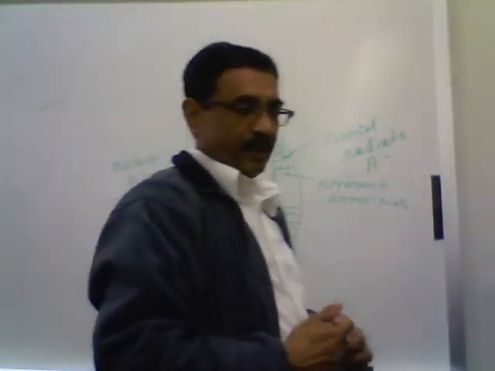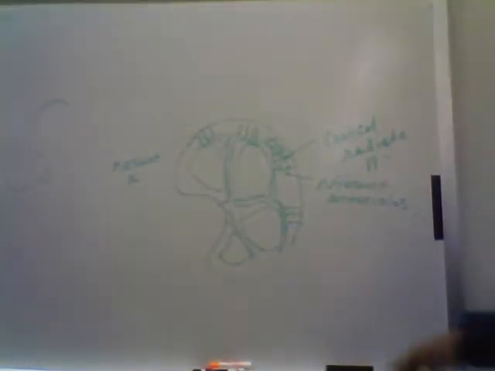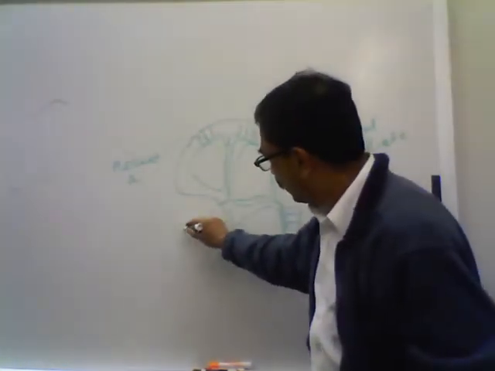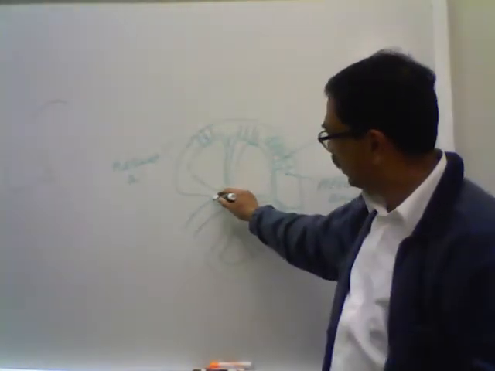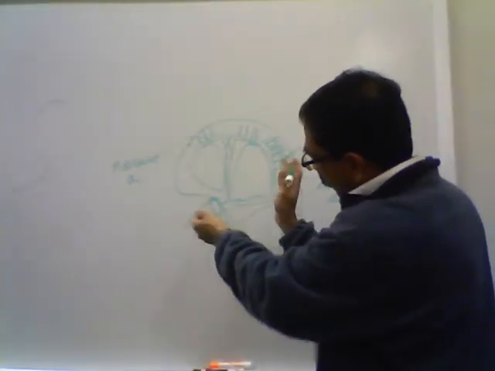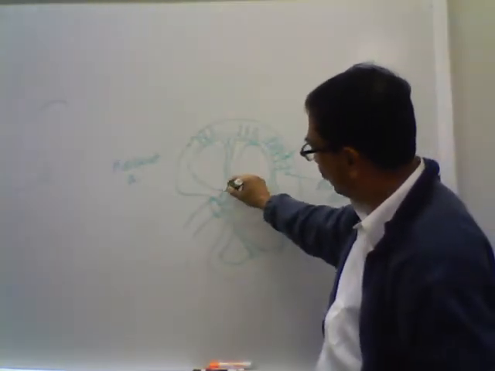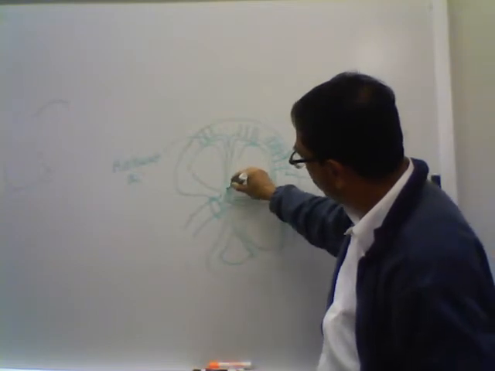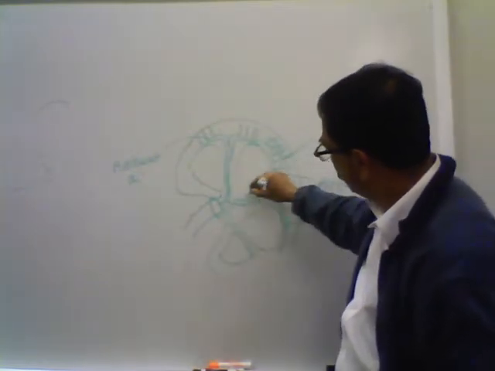Okay. So you see, I'm repeating again. Renal artery enters through the hilum of the kidney, and immediately it divides into two segmental arteries. And then from segmental arteries, branches go through the columns.